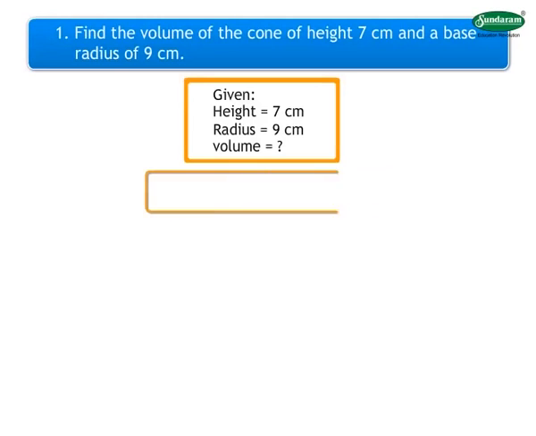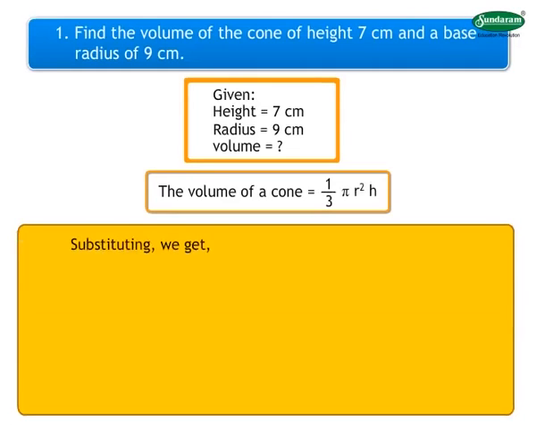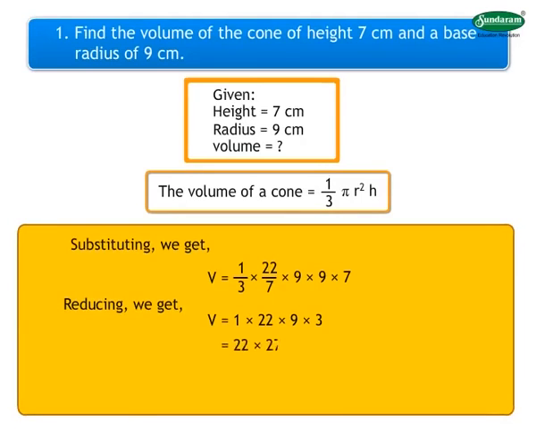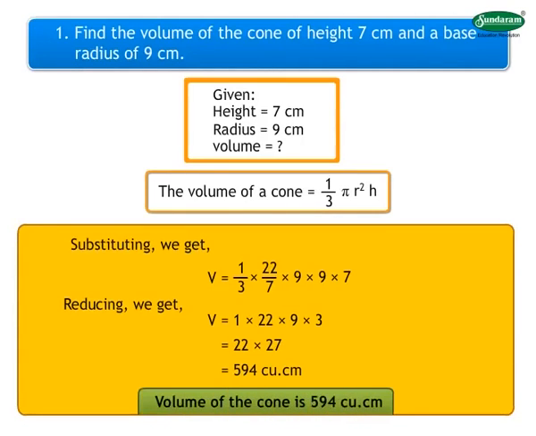As per the formula, the volume of a cone is equal to 1 upon 3 into pi r square h. By substituting, we get the volume of a cone is equal to 1 upon 3 into 22 upon 7 into 9 into 9 into 7. By reducing, we get the volume of a cone is equal to 1 into 22 into 9 into 3, which is equal to 22 into 27, which is equal to 594 cubic centimeter. Volume of the cone is 594 cubic centimeter.